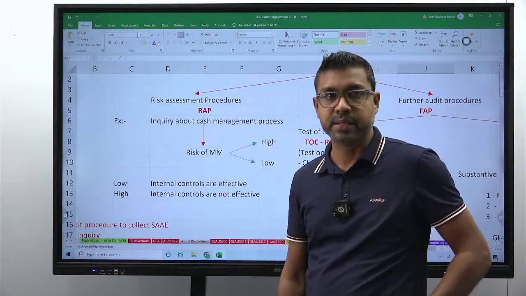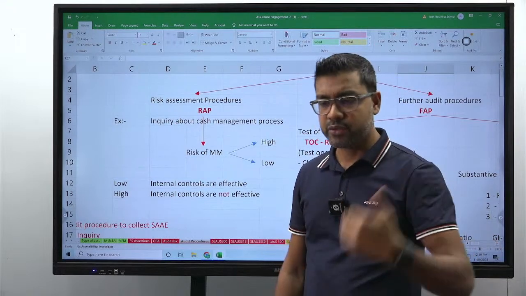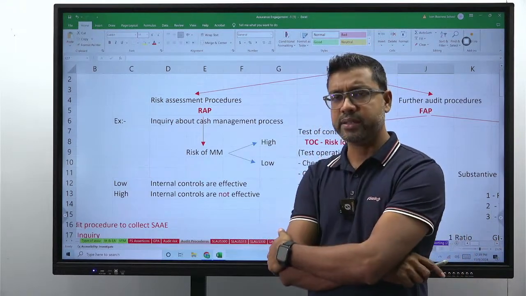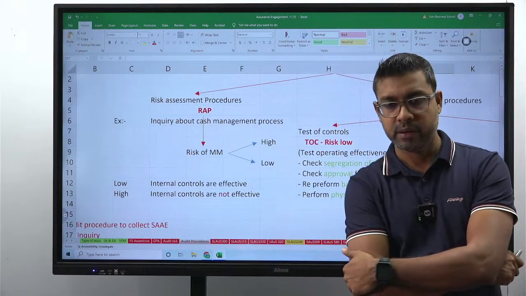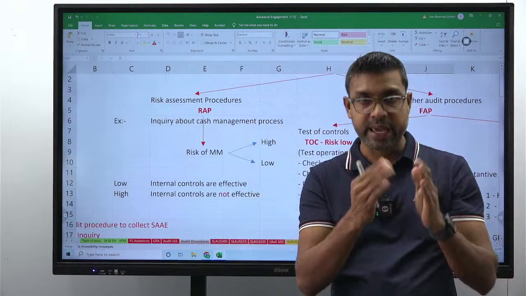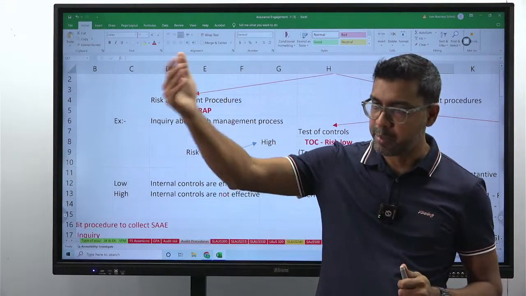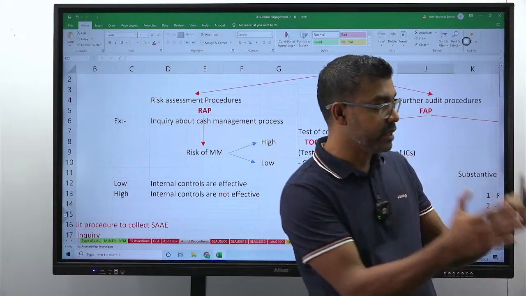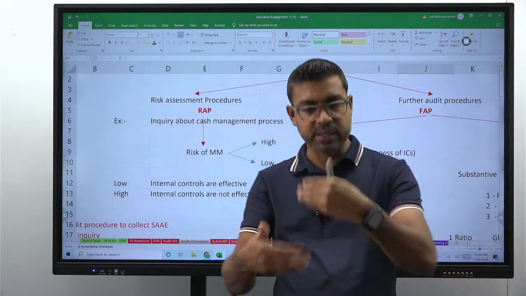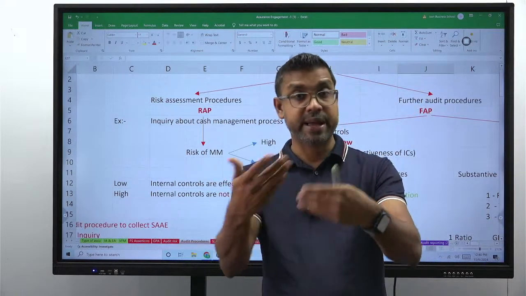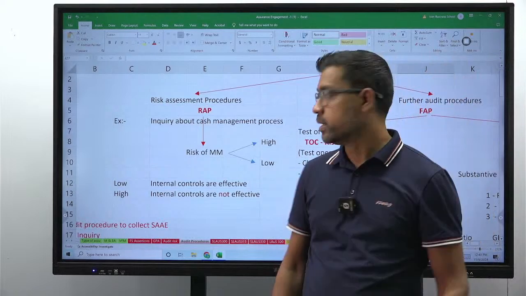Let me explain a simple example. You ask questions from management how the bank reconciliation process is, how the cash management process is happening. One person is there to collect cash, the same person is updating the cash book, the same person is updating the sales book, the same person deposits cash at the bank at the end of every day, the same person is preparing the bank reconciliation and filing. The end-to-end cash management process is handled by one person.